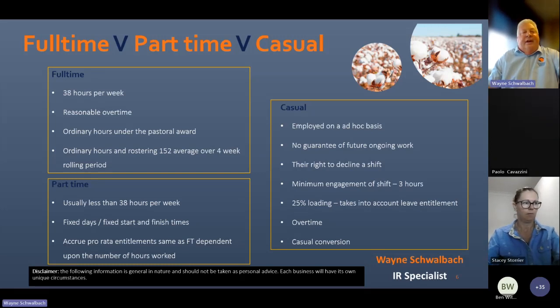So for all this, they get a 25% loading on top of their hourly rate. And that's to cover things like they don't receive annual leave, they don't receive carers leave. When you terminate them, they don't get a termination pay, they don't get pay in lieu of notice. Their employment just ceases, full stop.